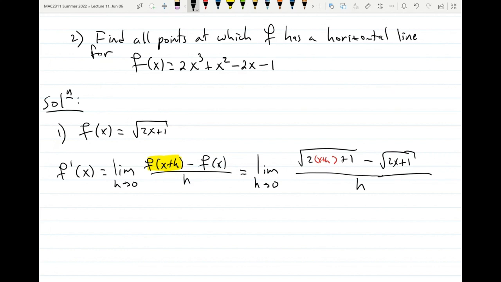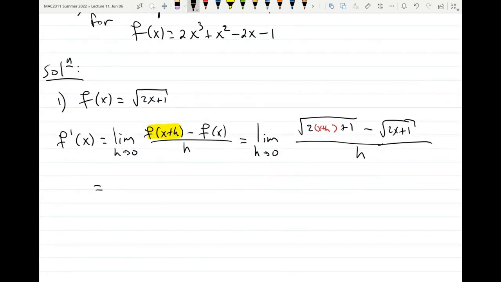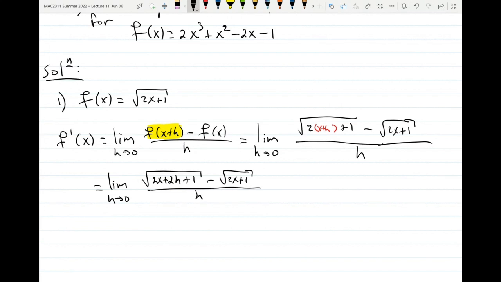Now again, notice that if you want to take the limit, you're going to get 0 over 0. Does everybody understand this? If I take the limit, I get 0 over 0. So let's begin by simplifying this as much as we can. Inside the radical on top, we can distribute the 2, so we get the square root of 2x plus 2h plus 1, minus the square root of 2x plus 1, over h. Again, this limit is 0 over 0, so we need to do something.